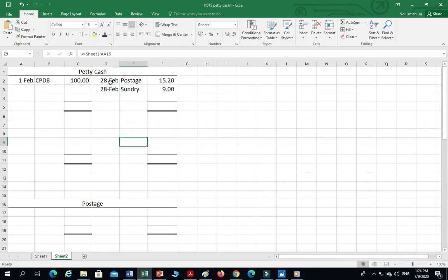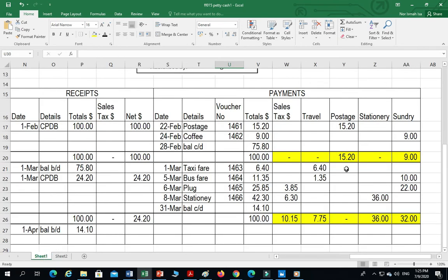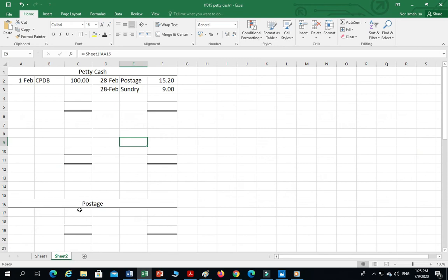So please remind yourself that the posting will be done at the end of the month. So this is 28 February. So the postage amount is 1520. So this is the total amount, and same for the sundry. So we close the account.